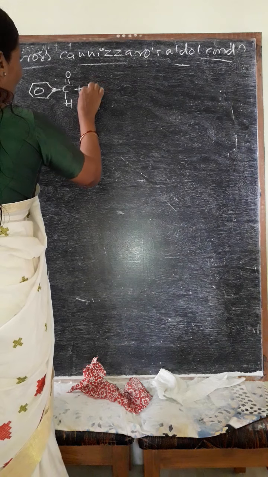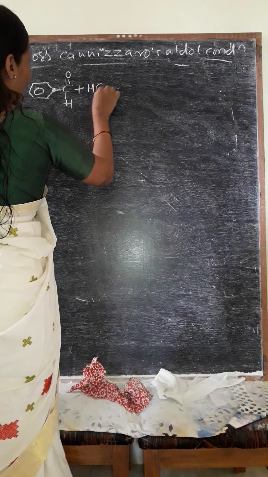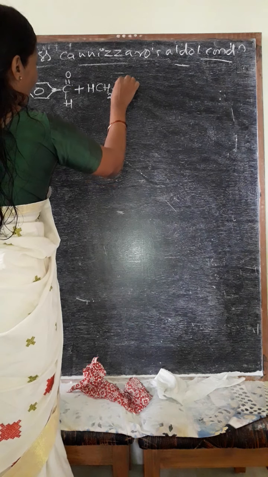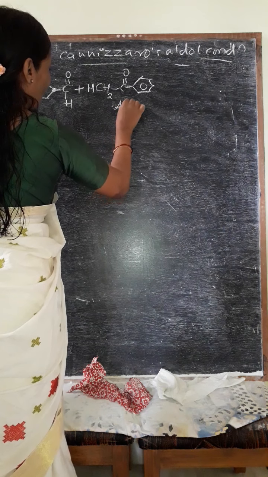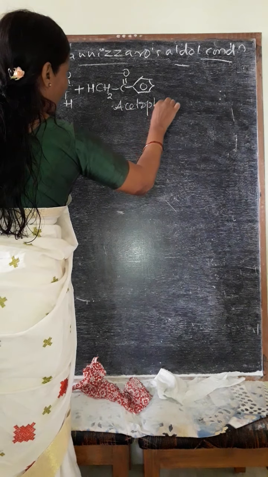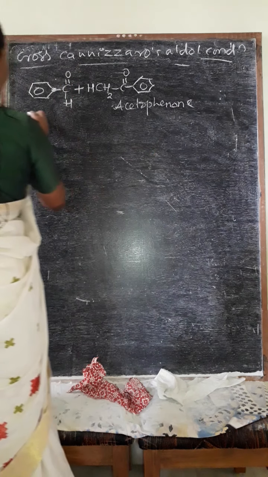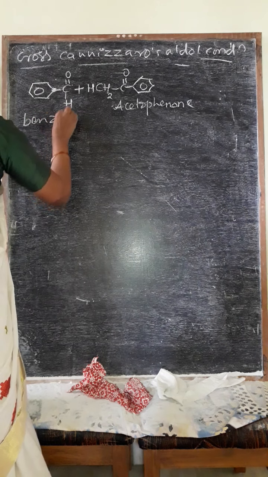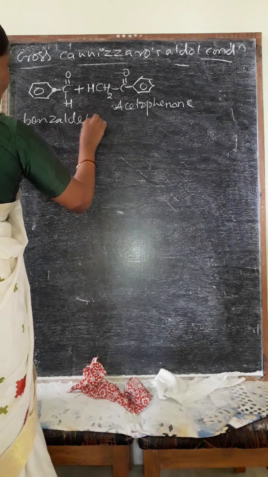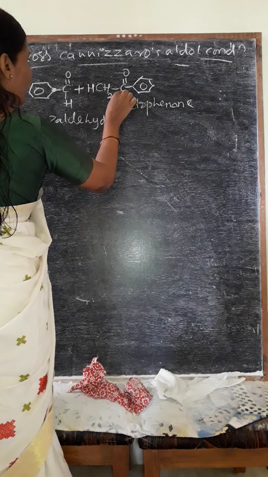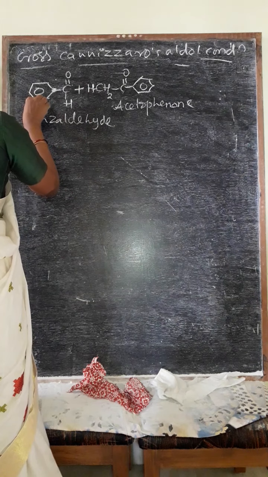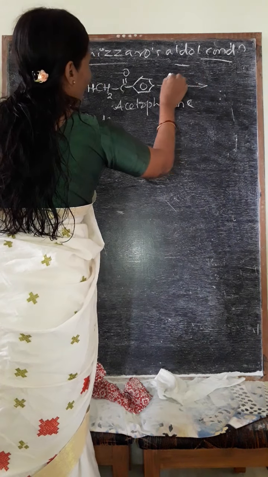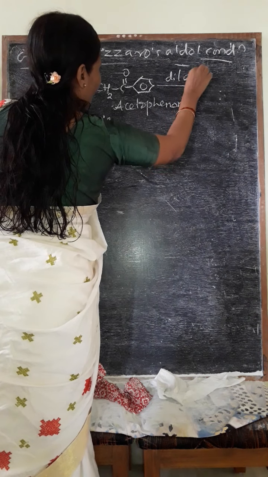And I will take the ketone, that is a benzene ring with COCH3. This type of ketone I will call acetophenone. This is benzaldehyde. Acetophenone contains alpha hydrogen: the carbon next to the functional group contains hydrogen, called alpha hydrogen. Benzaldehyde does not contain alpha hydrogen. Therefore, these two undergo condensation in the presence of dilute alkali.